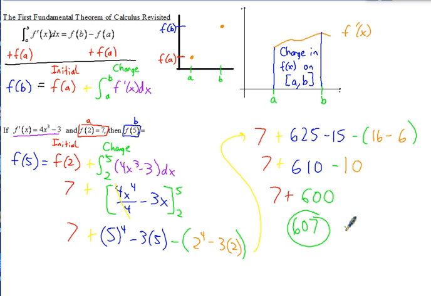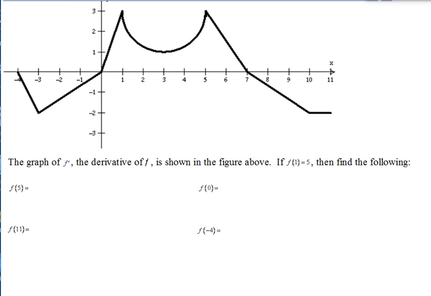Okay, now let's take a look at one where we have the graph rather than the equation of the derivative. So this one says we have the graph of f prime of x, the derivative of f, shown in the figure above. And we're given f of 1 is equal to 5. Then find the following. First one it asks for is f of 5. So this is again initial plus change. Our initial one this time is f of 1. That's what we're given.